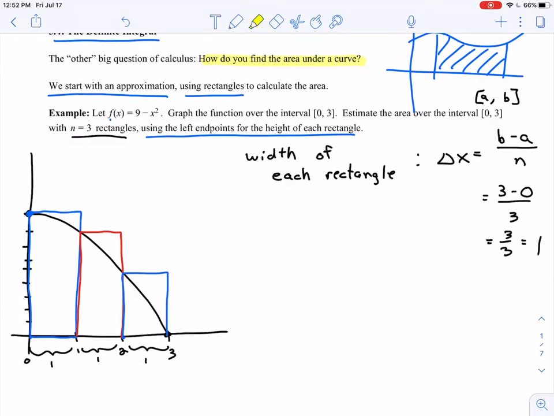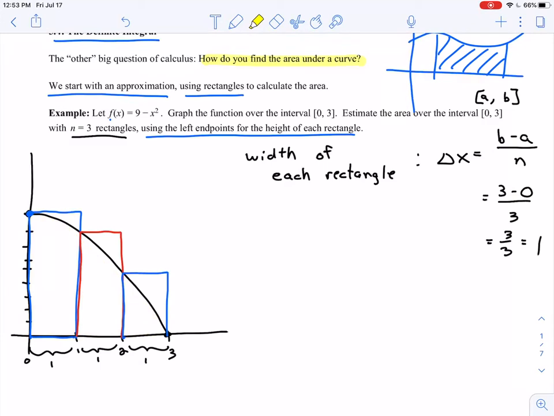Now, let me explain what we're going to do first. We're going to find the area of each one of these rectangles, this rectangle, and then this rectangle, and we're going to add them up. And we'll use that as an approximation for the area under the curve. Remember, this piece right here that I'm highlighting, this is what we're trying to find.